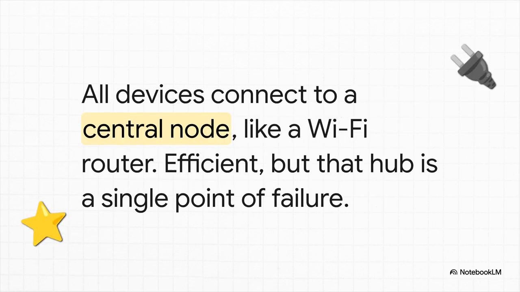Next, we've got the star topology, which you see all the time in homes and offices. Everything connects to one central device, like your Wi-Fi router. It's really efficient, but there's a catch. If that central hub goes down, the whole network goes down with it.